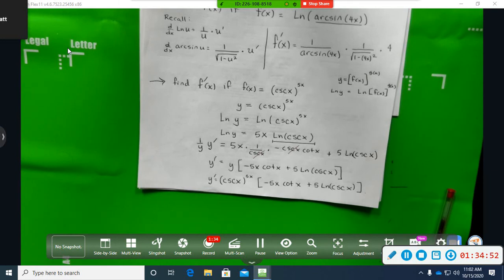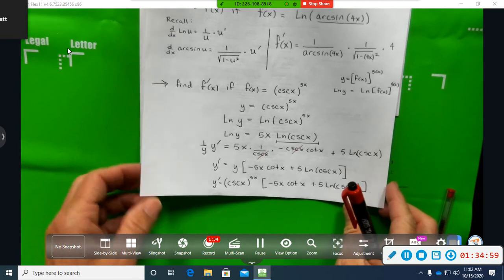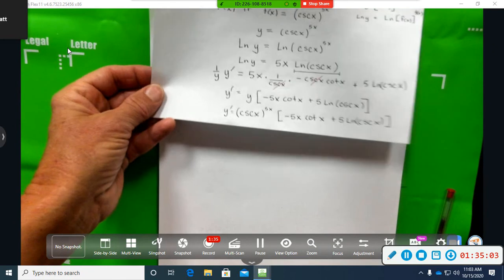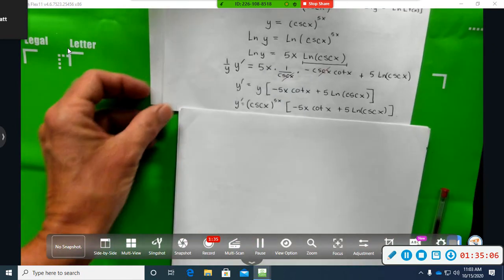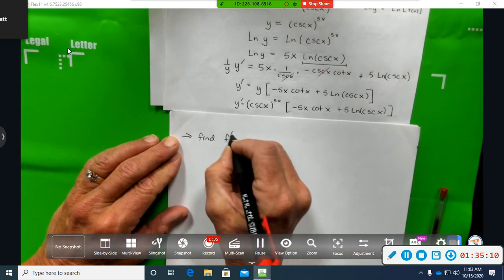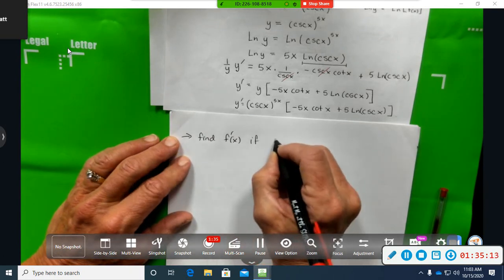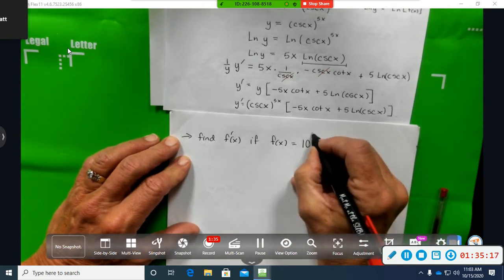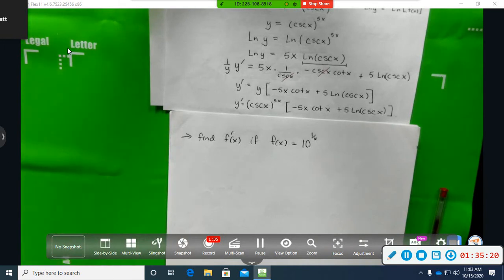All right, so there was a whole bunch of stuff there in that section. And the other derivative rule that you mentioned was for something like this. Let me show you the difference. Find f prime of x if f of x is equal to, say, 10 raised to the 1 over x. See, this time the base is a constant. So we don't have to do all that logarithm stuff.